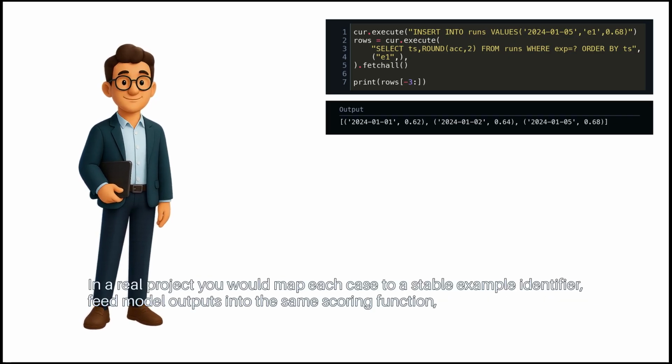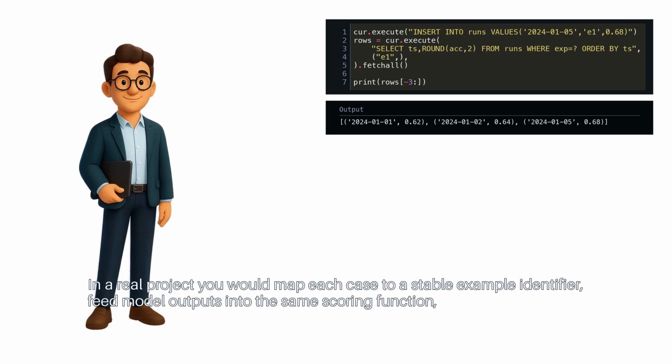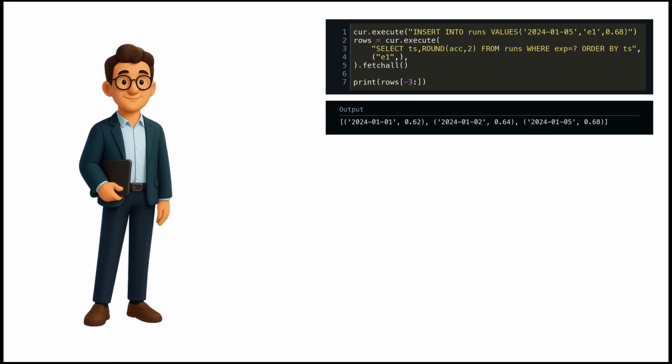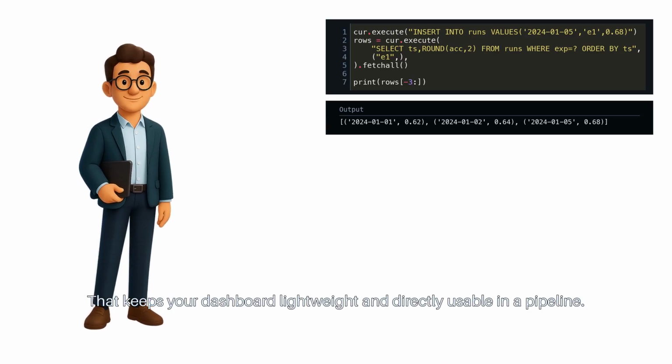In a real project, you would map each case to a stable example identifier, feed model outputs into the same scoring function, and run these statements after each experiment. That keeps your dashboard lightweight and directly usable in a pipeline.